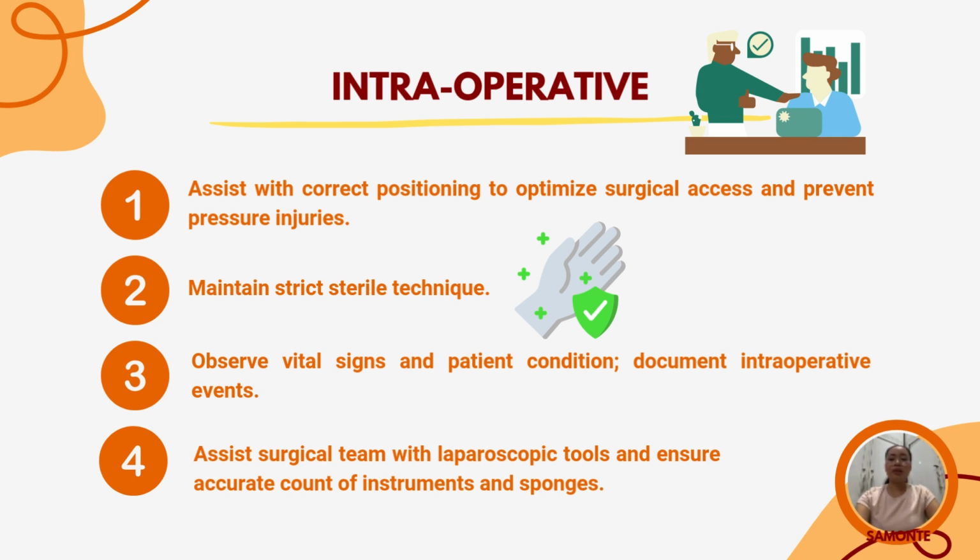Third, we have to monitor the vital signs and document events. We have to keep an eye on the vital signs like heart rate, blood pressure, and oxygen levels. If something changes, report it right away because quick action can make all the difference. Additionally, we have to write down any events during the surgery. This creates a record for the surgical team to review later on.